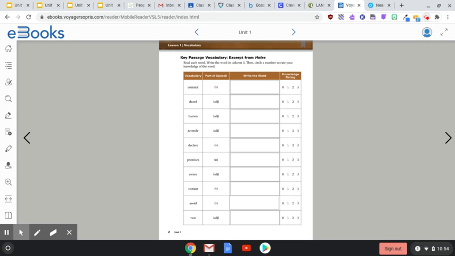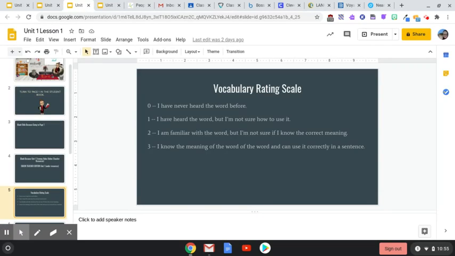The words are listed in the first column. The part of speech is in the second column. I'm going to read each one aloud and you will repeat it and then write it in the third column. Then you will rate your knowledge of the word. If you are familiar with the word and can use it correctly in a sentence, give yourself a 3. If you are familiar with the word but not sure if you know the correct meaning, give yourself a 2. If you have heard the word before but aren't sure how to use it, give yourself a 1. If you can't pronounce the word or have never heard the word before, give yourself a 0.